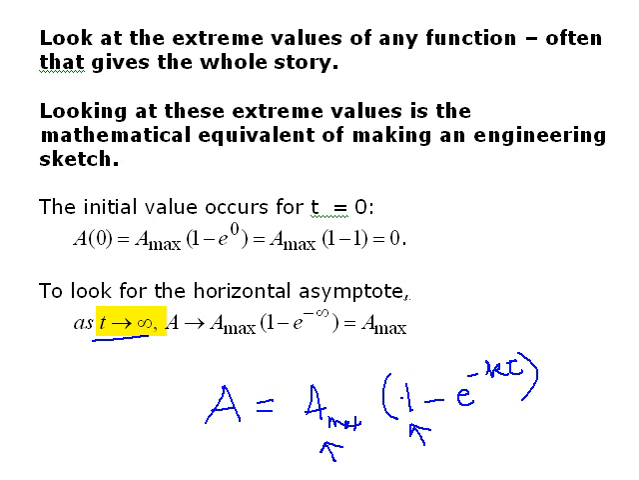But this exponential, as t goes to infinity, what happens to a decaying exponential? Here's a decaying exponential. It starts at 1. Remember, it started at 1 right here.